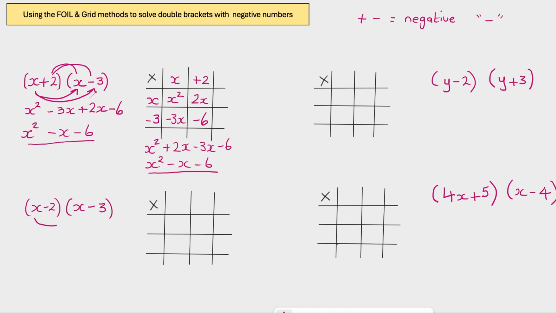So start again. X times x is x squared. X times minus 3 is minus 3x. Minus 2x. And minus 2 times minus 3 becomes a plus 6. So we're introducing the new rule that a negative times a negative equals a plus.